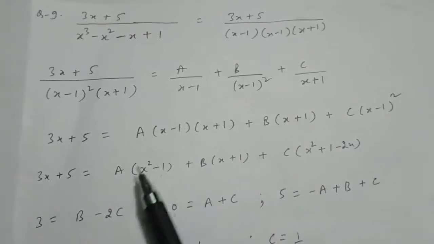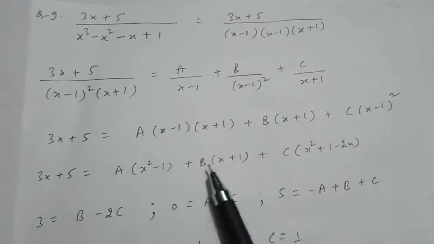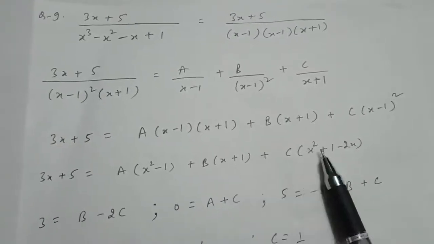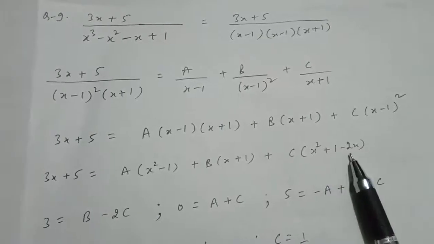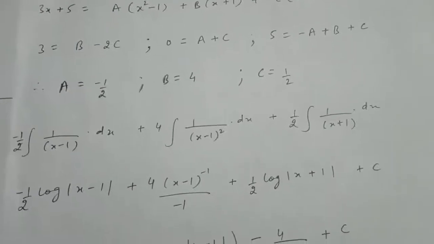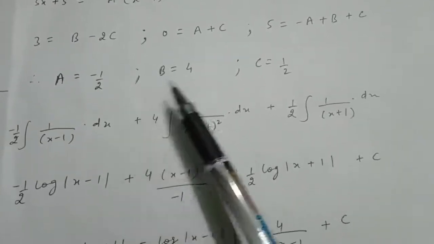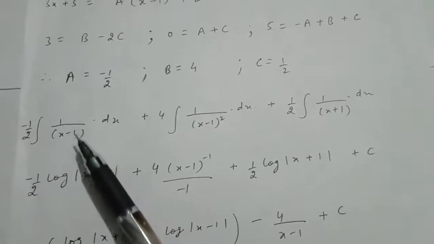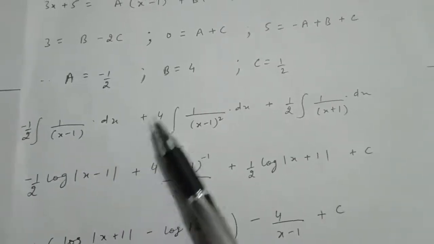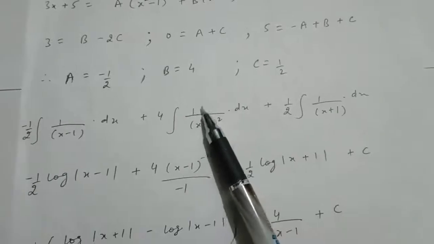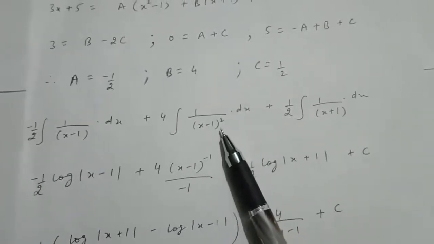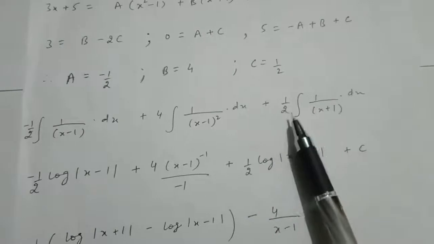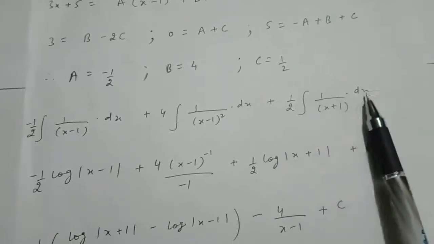So this will become a into x square minus 1 plus b into x plus 1 plus c into, solve this square, so x square plus 1 minus 2x. Now when you compare the coefficients, you will get the values of a as minus 1 by 2, b as 4 and c as 1 by 2. So the given integral will now become minus 1 by 2 integral of 1 upon x minus 1 dx plus 4 into integral of 1 upon x minus 1 whole square plus 1 by 2 integral of 1 upon x plus 1 dx.